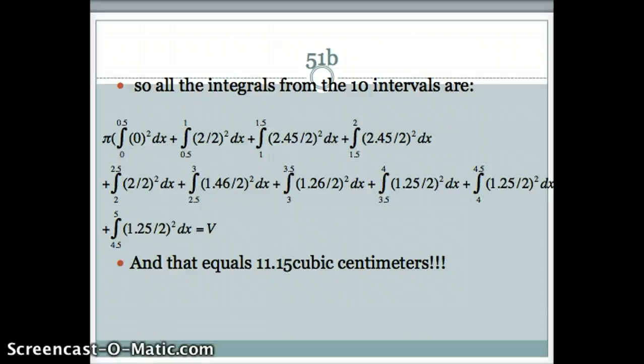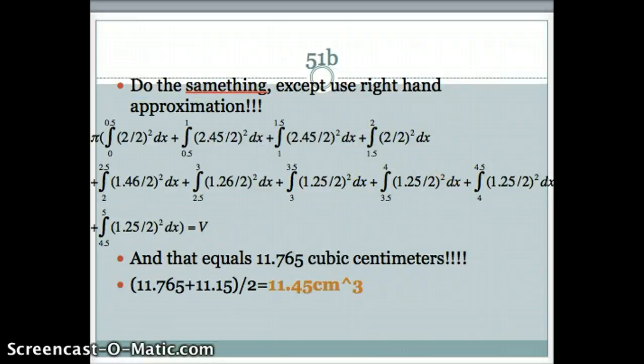Now I have to do the same thing except using the right-hand approximation. So that goes off the same principle as the left-hand approximation, except instead you go to the right, not the left. So, for example, if you have an interval that starts here and goes to here, then you go up from here until you reach the function of the line. Then you go to the left. So, that's what you do.